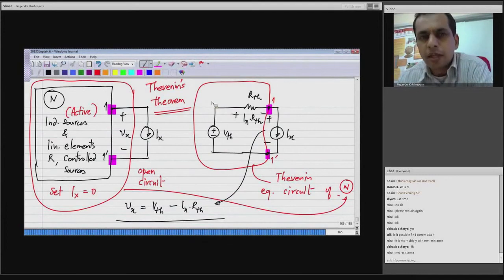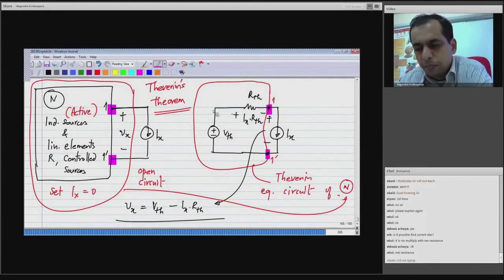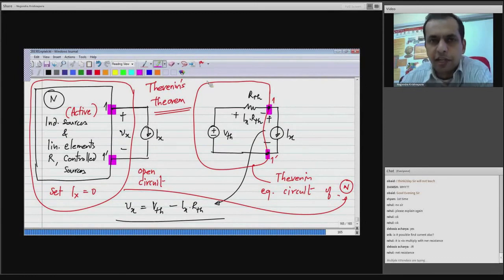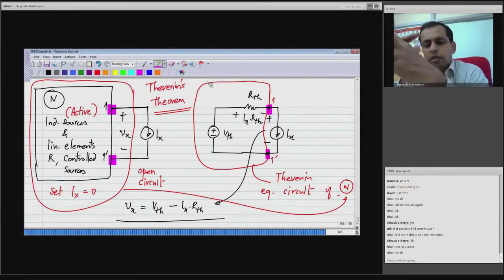So, any questions about this? What we did was we just used linearity of the circuit N and proved that it can be represented by a voltage source in series with a resistance. Essentially we proved what is known as Thevenin's theorem. Any questions about the proof or the idea of Thevenin's theorem?